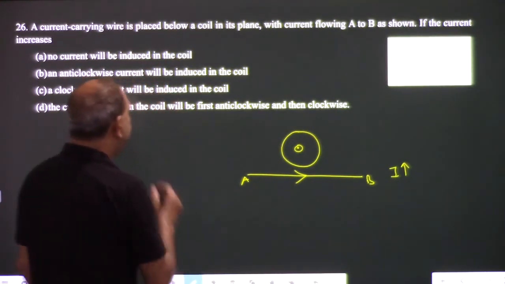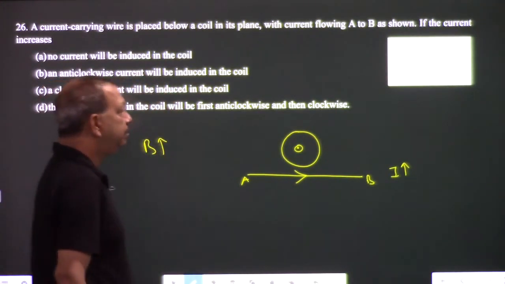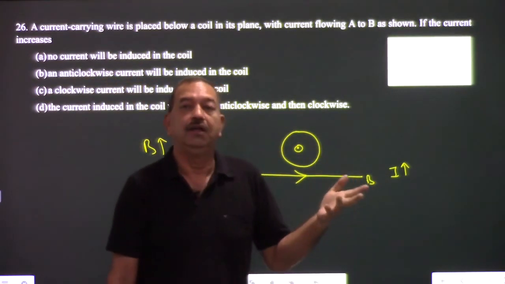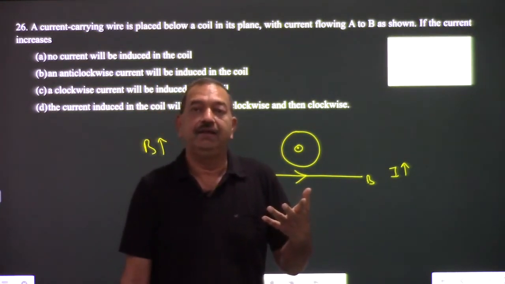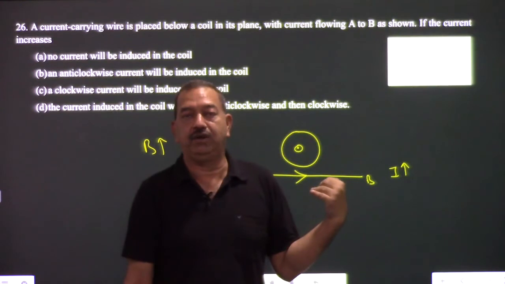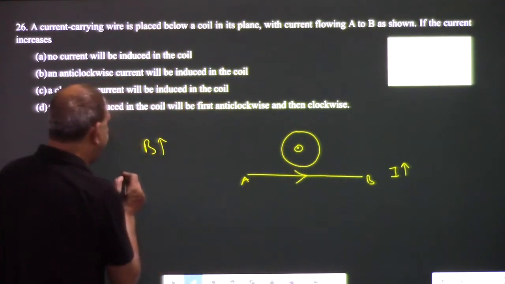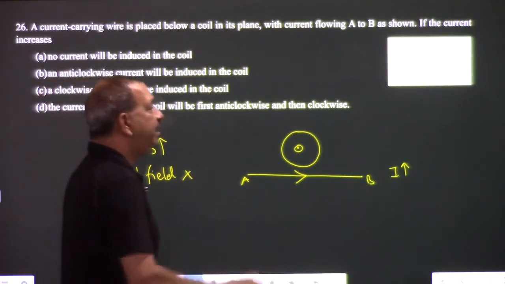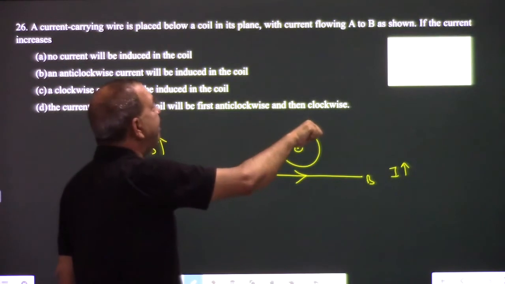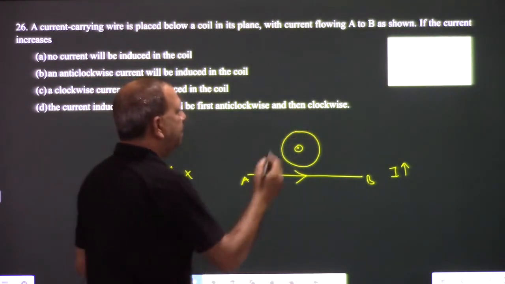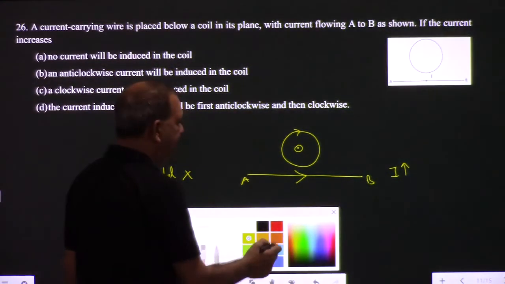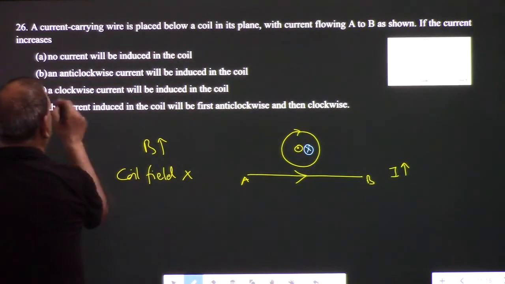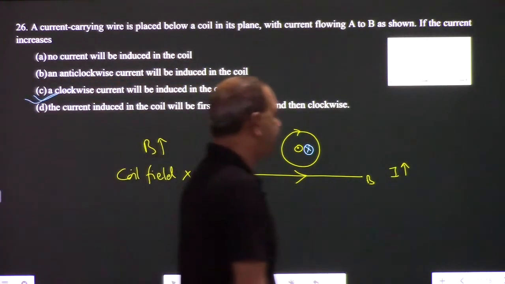This magnetic field is increasing because the current is increasing. And when the field increases, the coil will produce an opposite field. So which way will the coil field be? The coil field is inward. For an inward field to be produced, the current should be clockwise. If the current is clockwise, the field of the coil will be inward. So a clockwise current will be induced in the coil.